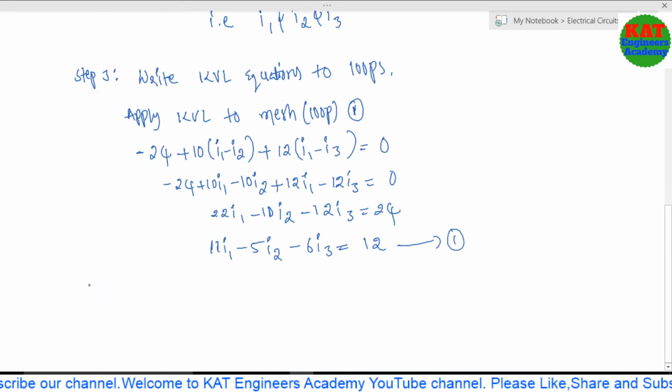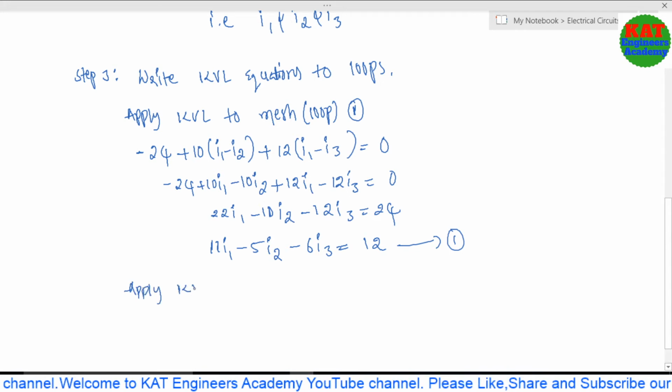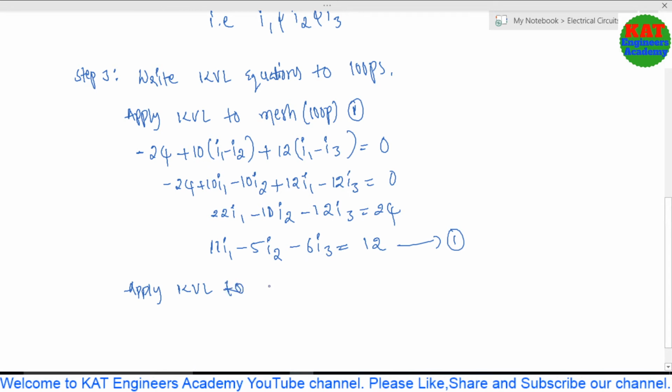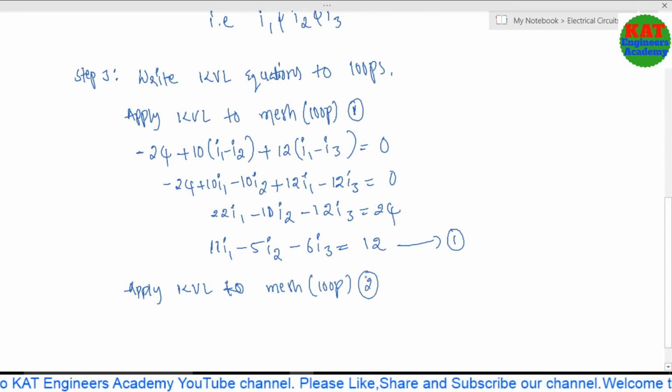Next we'll go for the second loop. Apply KVL to mesh or loop 2.